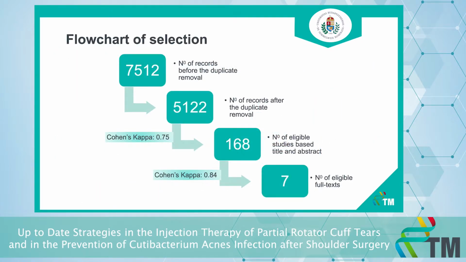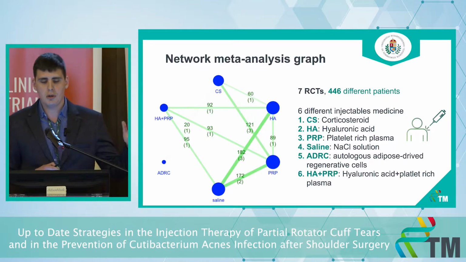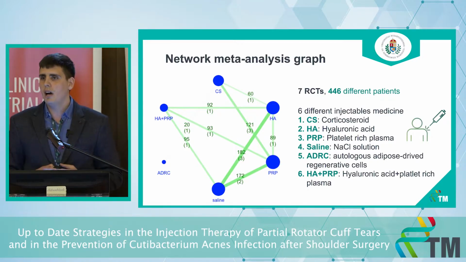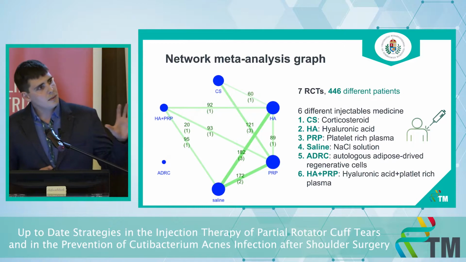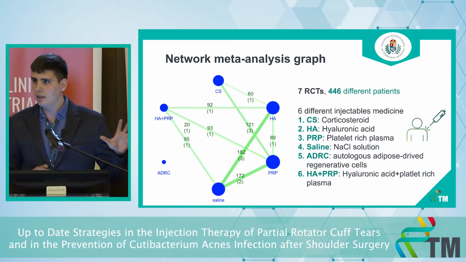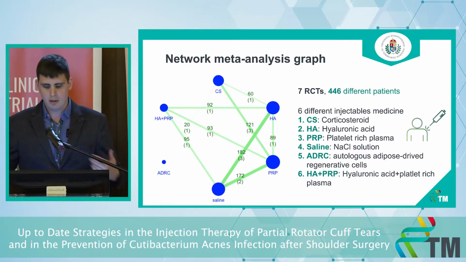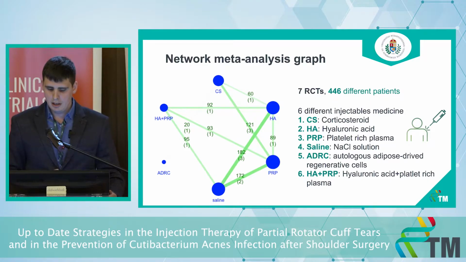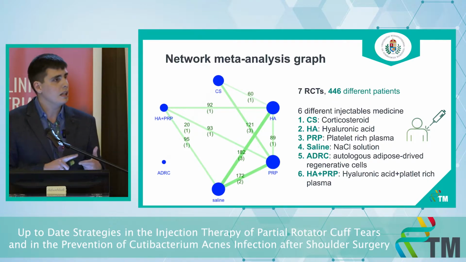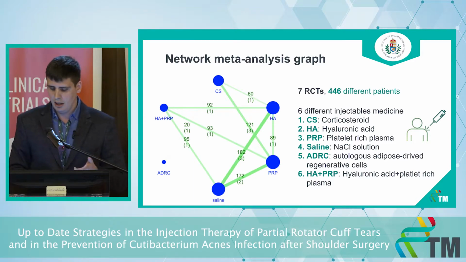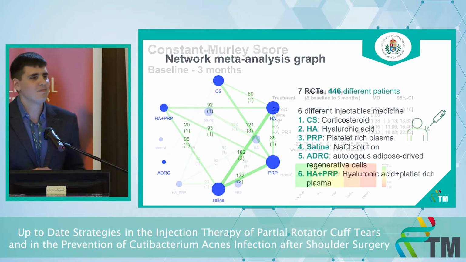After the duplicate removal, we had more than 5,000 different articles, but only 7 eligible full texts. Here's our very first graph, which shows the 7 RCTs with more than 400 different patients. The size of the squares shows how many interventions we had, and the green sticks show how many comparisons we had between the different medicines. There were 6 different medicines: corticosteroid, hyaluronic acid, PRP, saline, adipose-derived regenerative cells, and hyaluronic acid plus PRP.